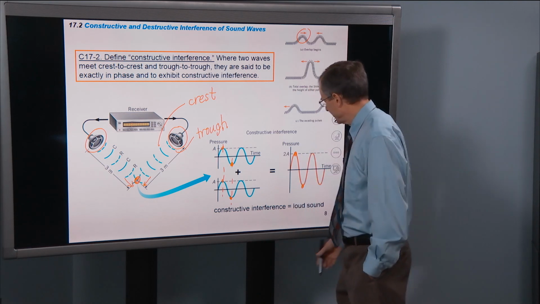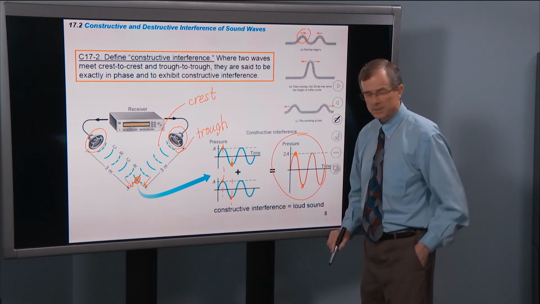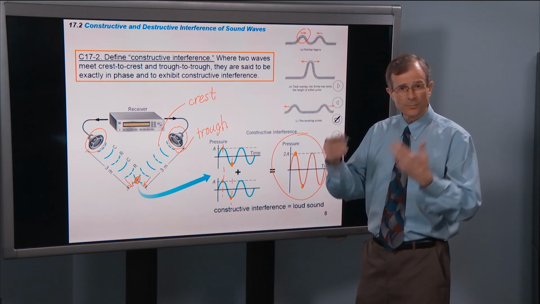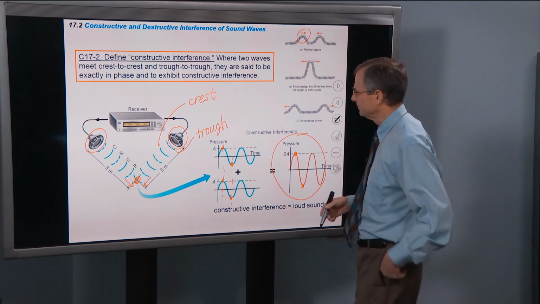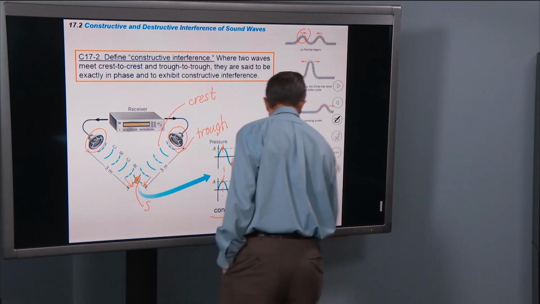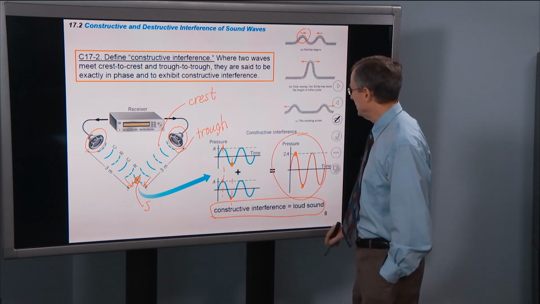And so that's what we call constructive interference, and it's where these two are adding together to form a louder sound. So right here at this point, the sound's going to be loud. Well, in fact, here it is. Constructive interference means that the sound is going to be loud.